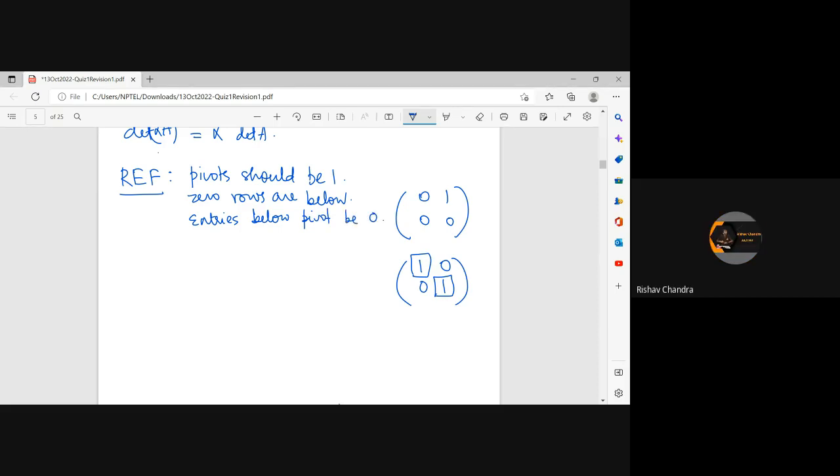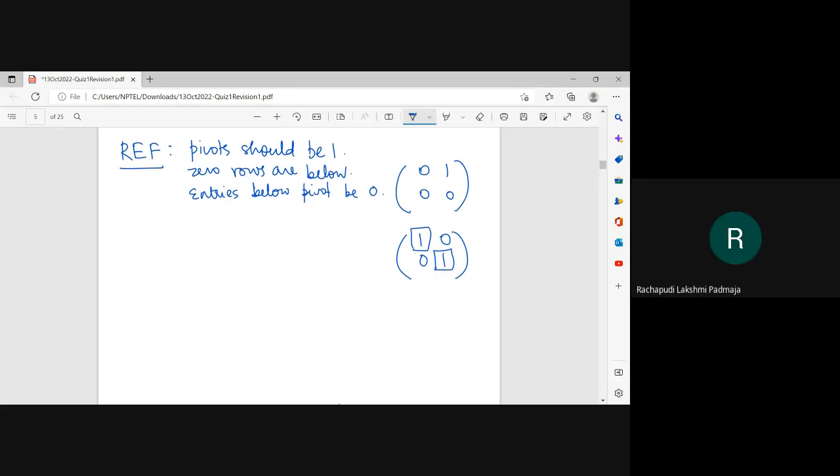If all the entries are zeros, will it be treated as in REF? Yes. There are no non-zero entries at all, so for the pivots to be 1, this condition is vacuously satisfied. All zero rows are below; they are all zero rows only. Entries below the pivot should be 0, but there are no pivots at all. So we needn't be bothered about this condition, right?